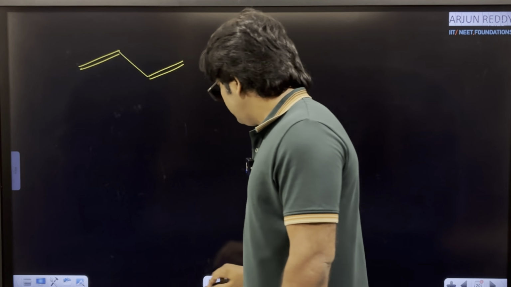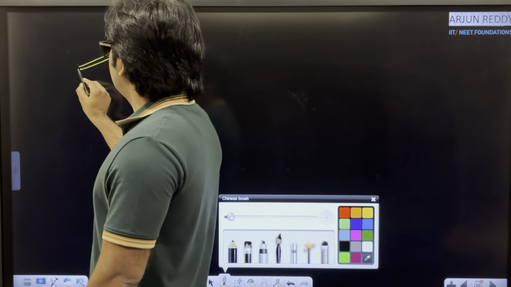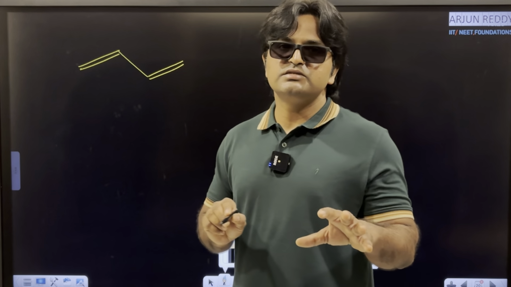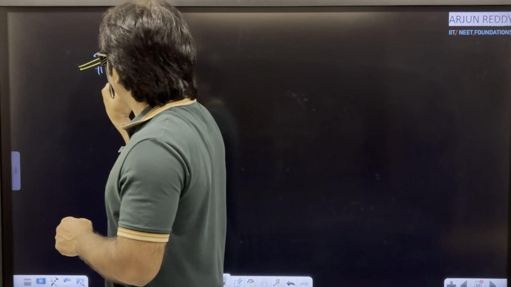Clear. And we know that at each carbon atom, basically what is the valency? 4. Already here two bonds are there, one sigma bond, one pi bond.